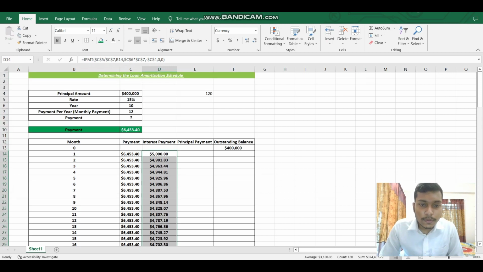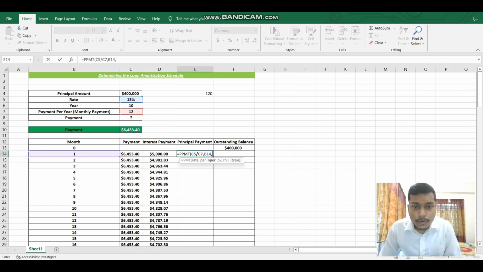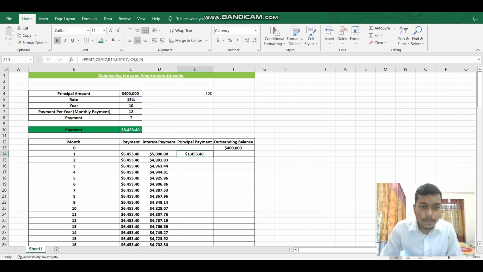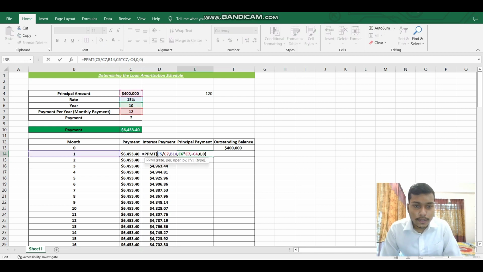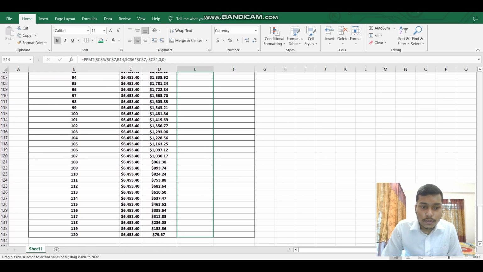Now I'm going to calculate the principal payment of month 1. So put equals and then type PPMT, then double click on it, then select rate divided by monthly payment, put a comma, then select 1 as per, then put a comma, then select number of years multiplied by monthly payment, put a comma, then put a minus sign, then click on principal amount, put a comma, type 0, put a comma, type 0 again, close the bracket and press the enter key. So this is the principal payment of month 1. If you want to know the principal payment of month 2 to month 120, at first you have to put a dollar sign here except per, then press enter, take it up to 120.